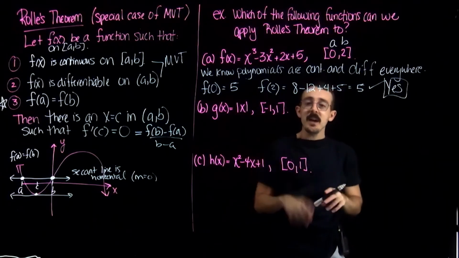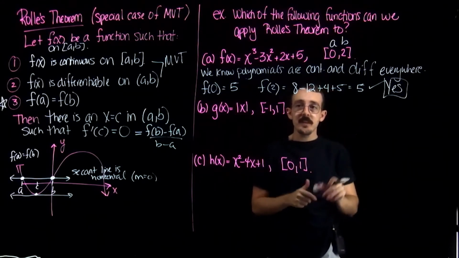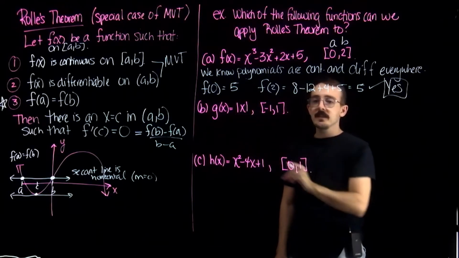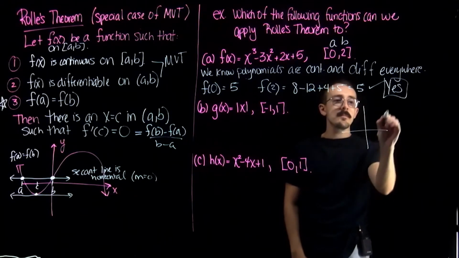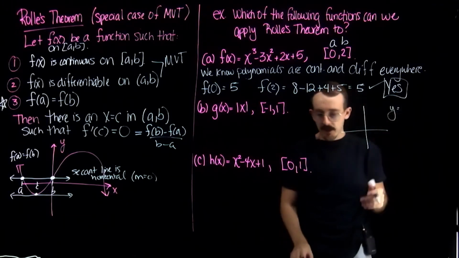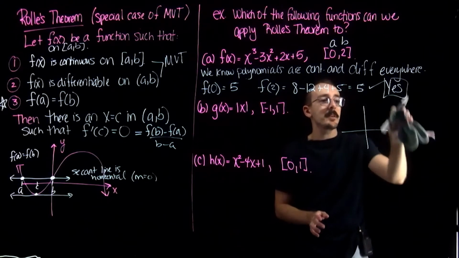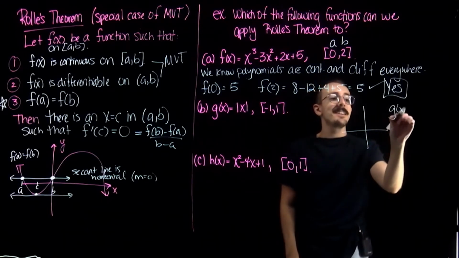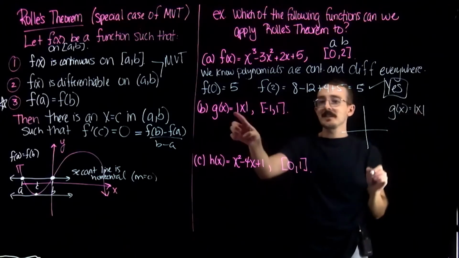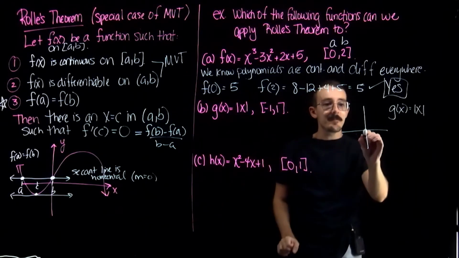Let's take a look at this. I'm going to take a slightly different approach here. So I'm going to graph what this looks like. I called it g of x, and I just called it y. I'm going to go back to calling it g of x. What does the absolute value of x graph look like? It's a V. Looks like this.